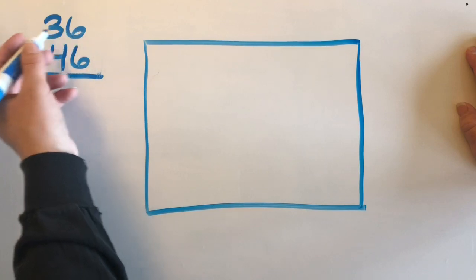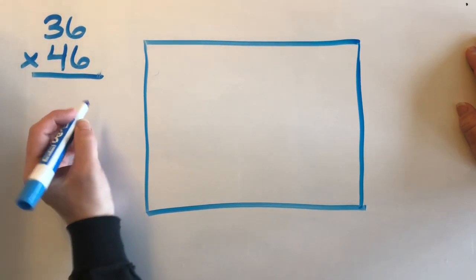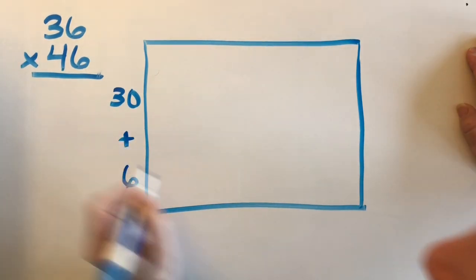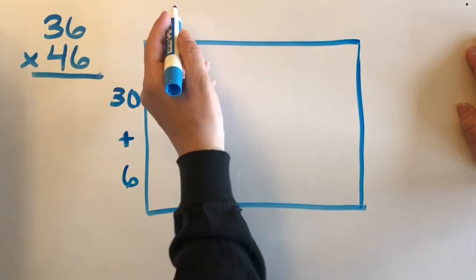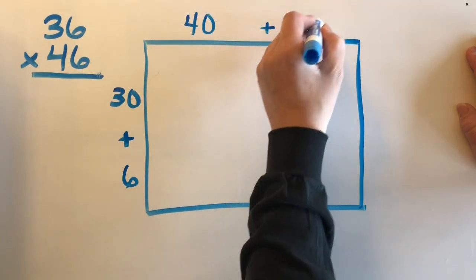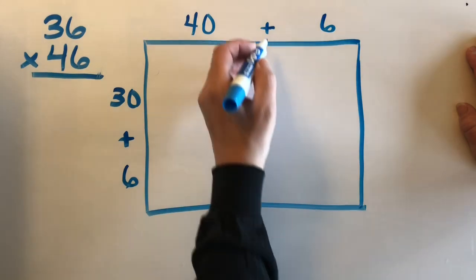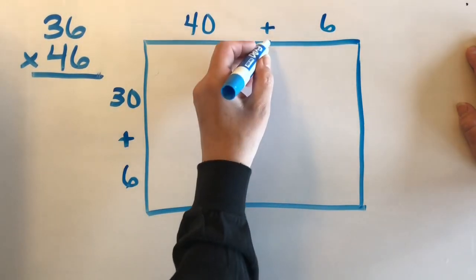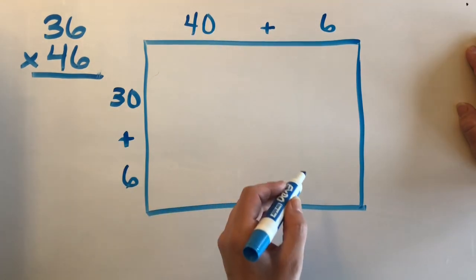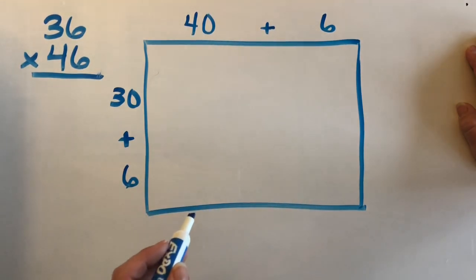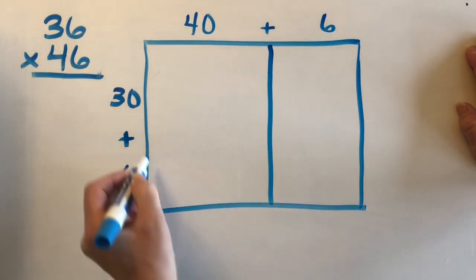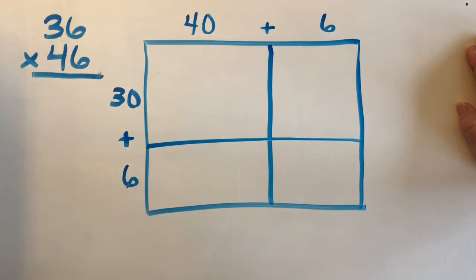So 36 is actually broken into 3 tens and 6 ones. So this is actually going to be 30 plus 6. And this is going to be 46, which is going to be 40 plus 6. And then usually what I do, just for the sake of drawing, I usually draw a line right where my plus signs are. Now, if you wanted to make a more accurate model, obviously you'd want it to be closer down here. But just for the sake of my number writing and whatnot, I'm just going to draw it where the plus signs are.